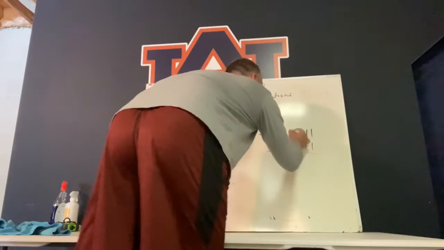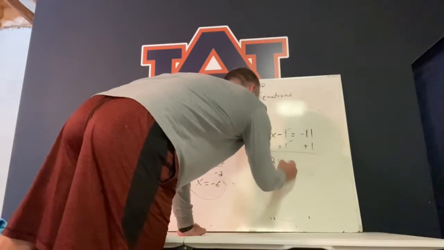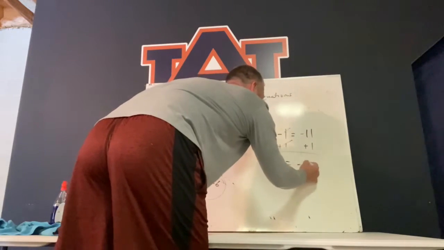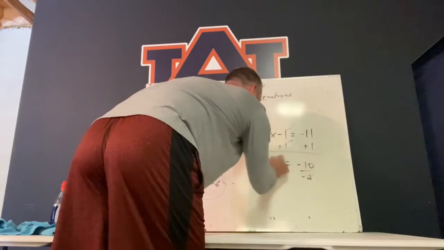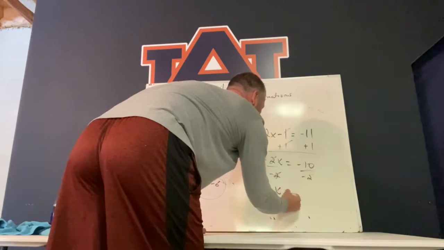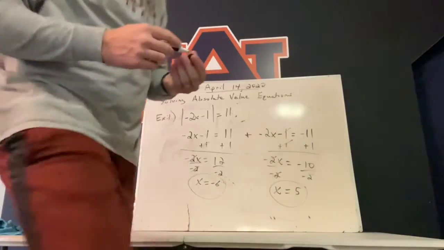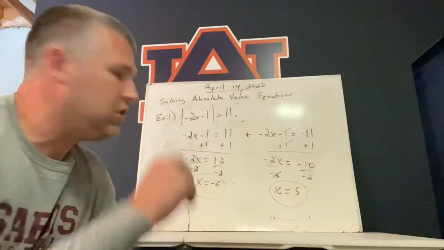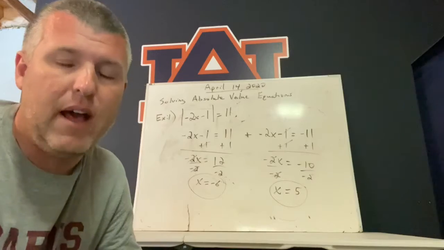Add 1. So, once you do that, you get negative 2x equals negative 11 plus 1, that's negative 10. Divide by negative 2. We get x is equal to positive 5. So my two answers for this problem, and you're going to get two answers for these, are negative 6 and positive 5, okay?